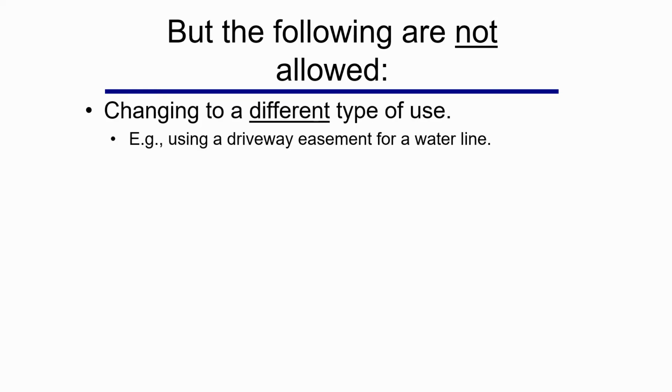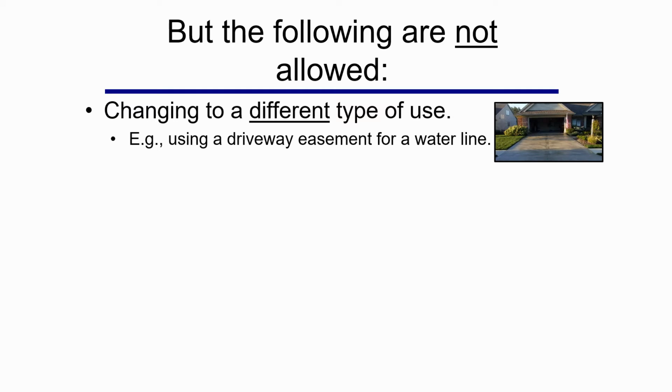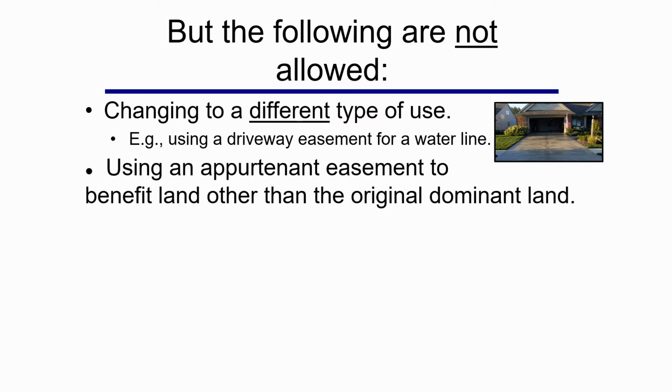But there are some kinds of changes in the use that simply are not allowed. One of them is changing to a different basic type of use. For example, if we have an easement for a driveway, we can't use it to put in a water line. A driveway and a water line are simply totally different types of use, and the water line would be outside the scope of the driveway easement.